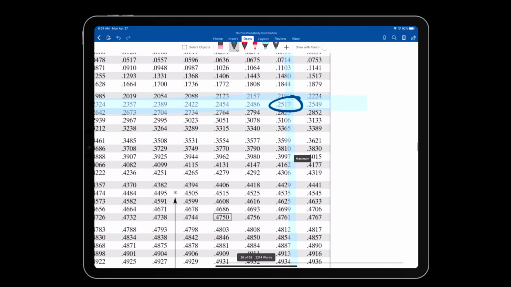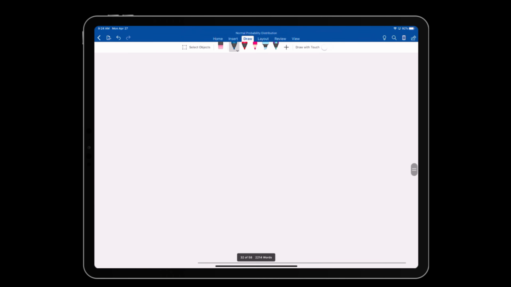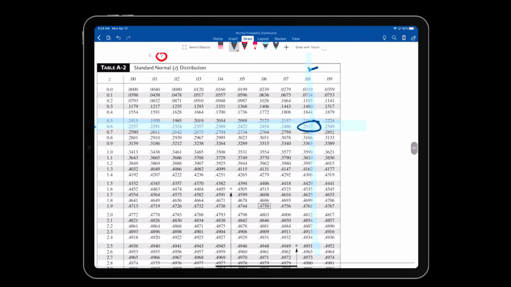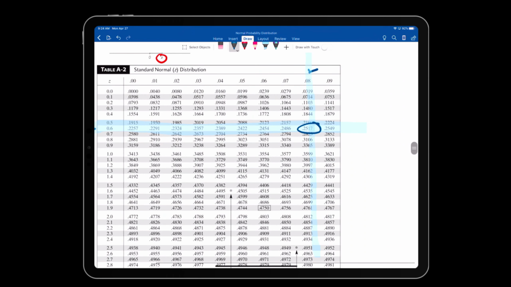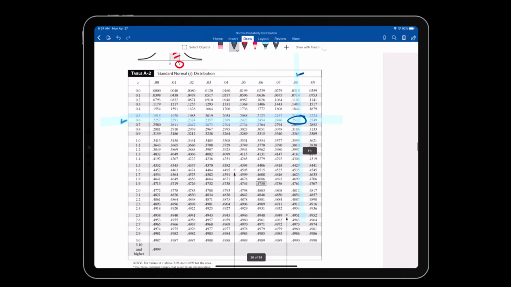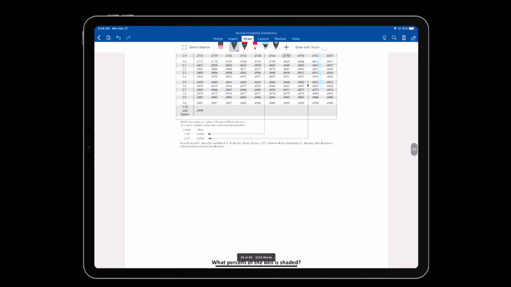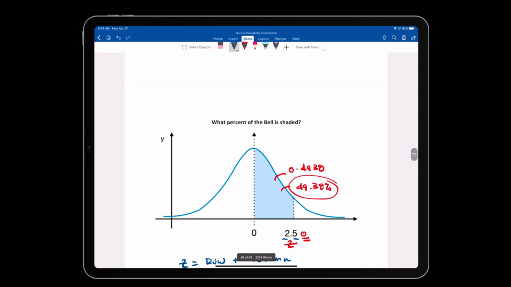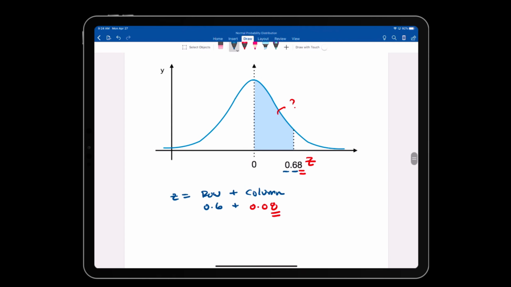And let's double check. Is Joanna correct? Is it 0.2517? I think you're right, Joanna. It's 0.2517. All right. So let's go take a look. 0.2517. And we found what percent of the bell shaded?